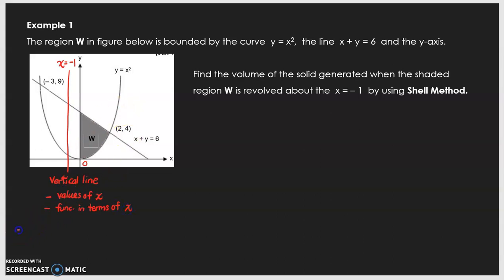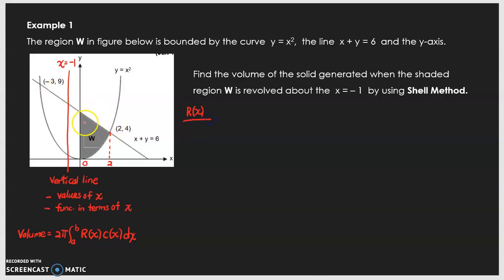In other words, our volume will be equal to 2 pi integrate from a to b r(x) times c(x) dx. So this is the function because this is a vertical line. So the shaded region is from 0 until this point, which is 2. So we already have our values of a and b, which is 0 to 2. Next, we try to find the function of r(x).